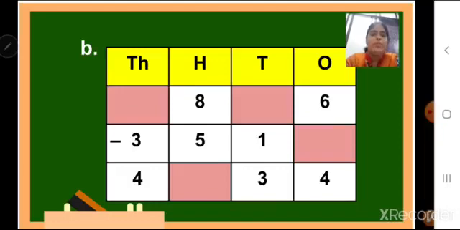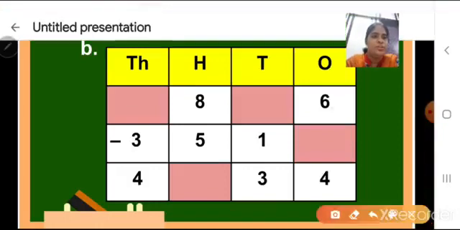We will start from ones place. Here you can see the subtrahend is missing. For finding the subtrahend, what will we do? Minuend minus difference. That is 6 minus 4, which is 2. So we will write here number 2.